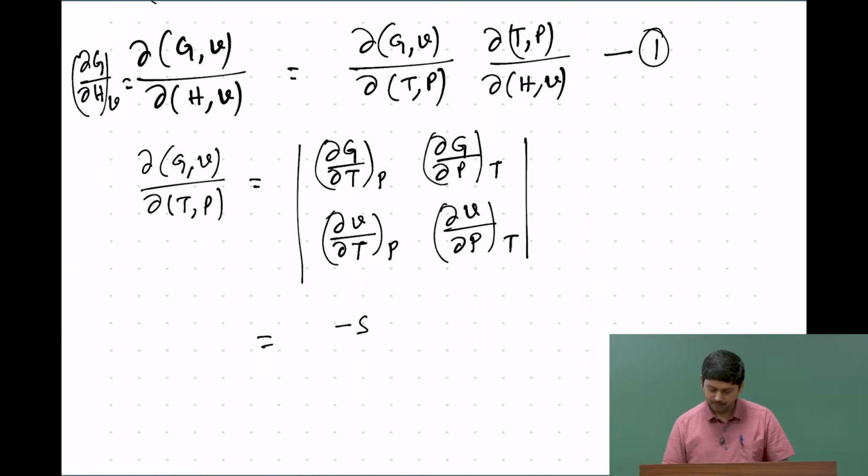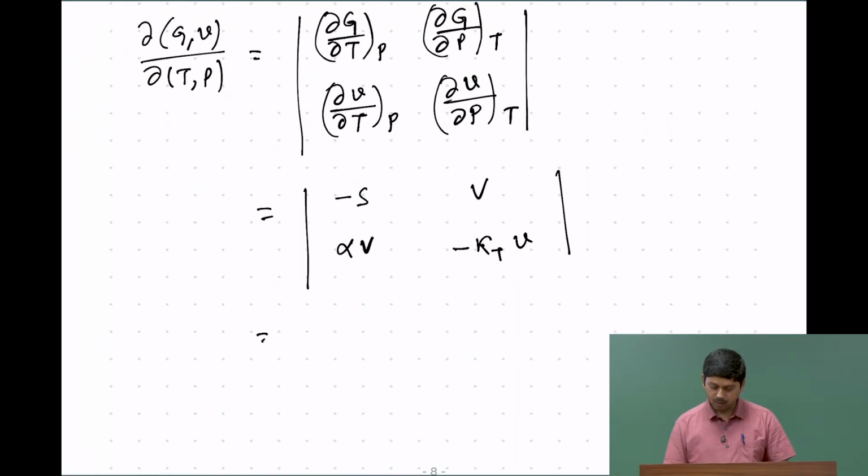is nothing but V, and del V by del T at a constant P, we know again, is the isothermal coefficient of thermal expansion, alpha V, and this quantity del V by del P is minus kappa T into V. We got all the 4 for the first term, and this is going to give us kappa T S V minus alpha V square.